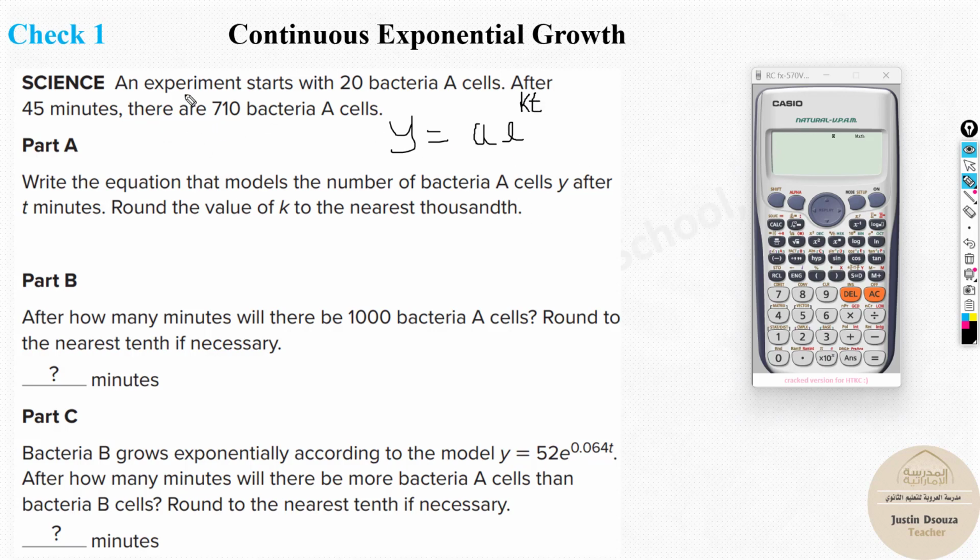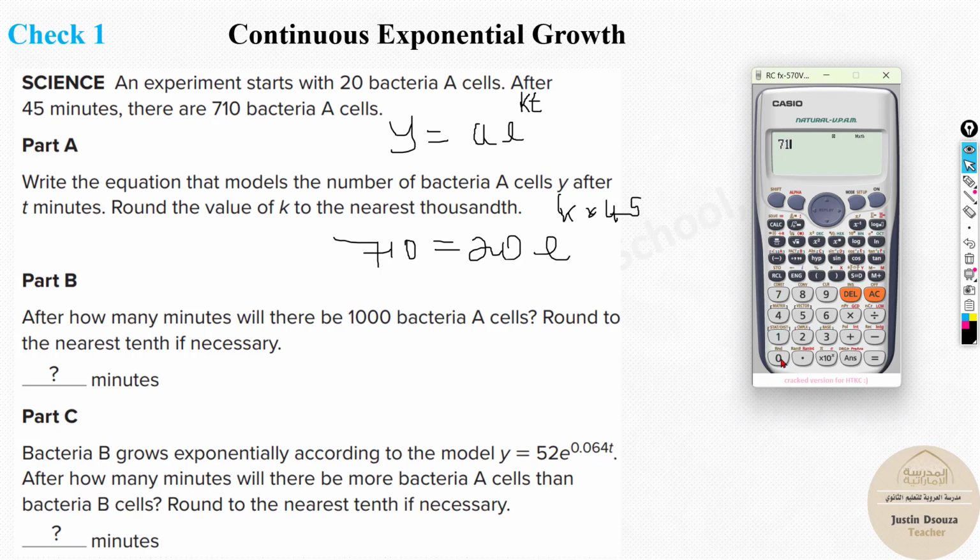Now, what is given over here? An experiment starts with 20 bacteria A cells. After 45 minutes, there are 710 A cells. So initially, how many there were? A is 20. e to the power k is unknown. After how much time? 45 minutes. So multiplied by 45. How much was the final bacteria? So this is it. Initial value, time, final Y.